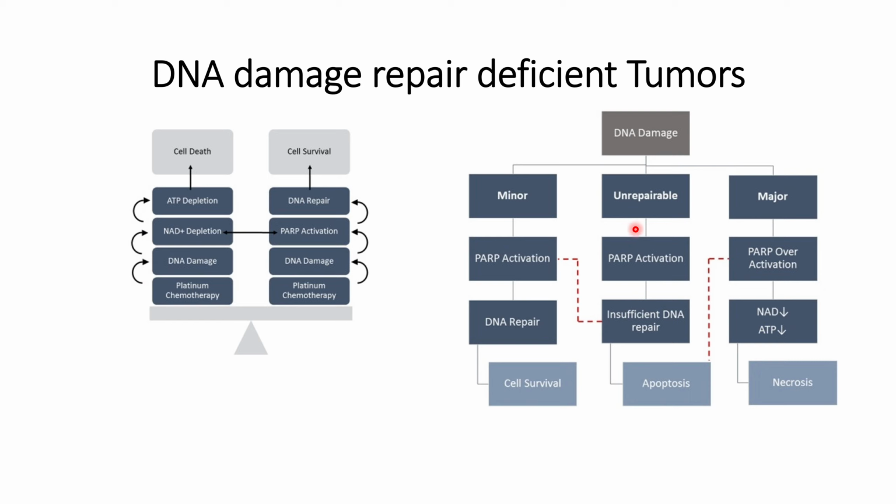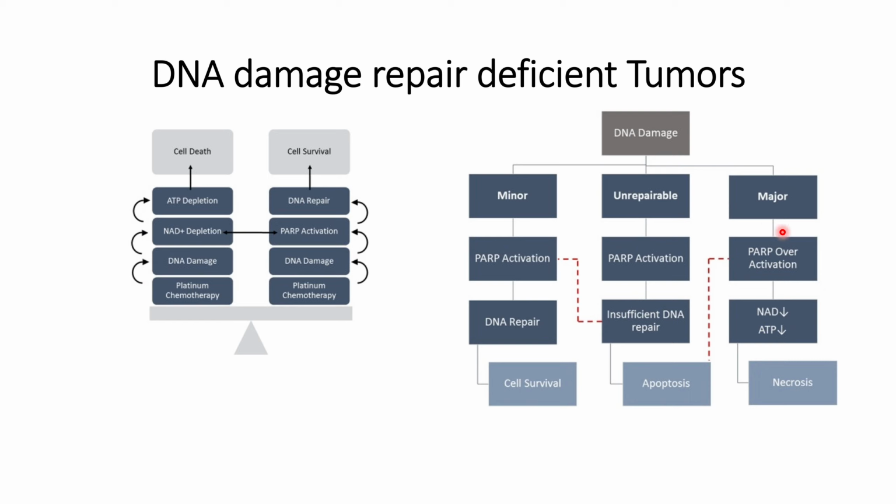So if DNA damage is unrepairable, it will instruct P53 to activate the apoptosis pathway. So in this case, the PARP activation will not be that efficient. So this insufficient DNA repair might lead to apoptosis with the help of P53. And the third one is the major DNA damage.